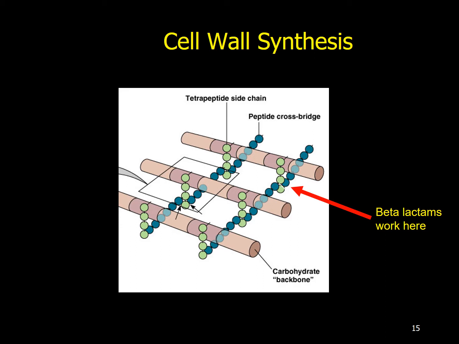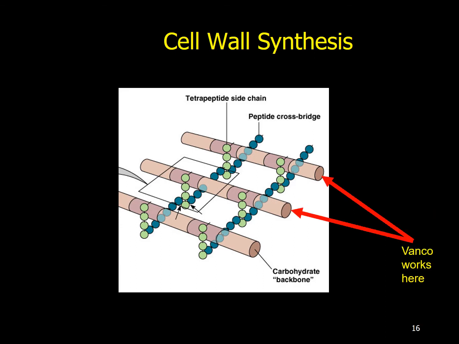It really doesn't work against anything else, with the possible exception of C. diff. But other than that, Vanco is really for MRSA. So these two slides are showing you the difference. Beta-lactams work on transpeptidation. We've already established that. Vanco works by blocking the linear polymerization.